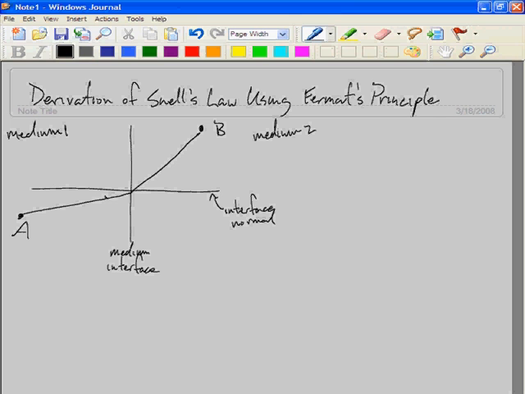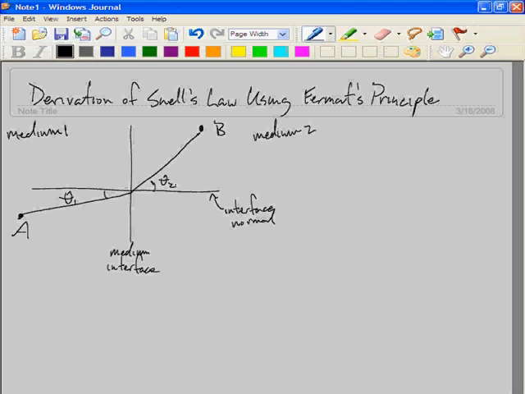The angle on the path from point A to the medium interface and the interface normal we'll call theta 1, for the incident angle. And from the interface normal to the path to point B from the medium interface we'll call theta 2. That's also known as the angle of refraction.